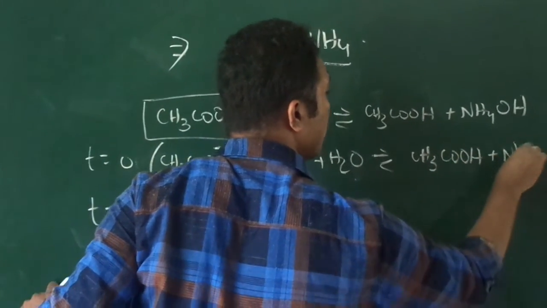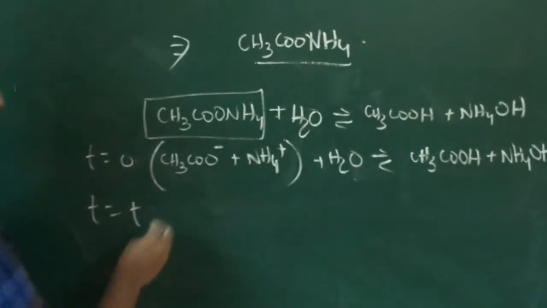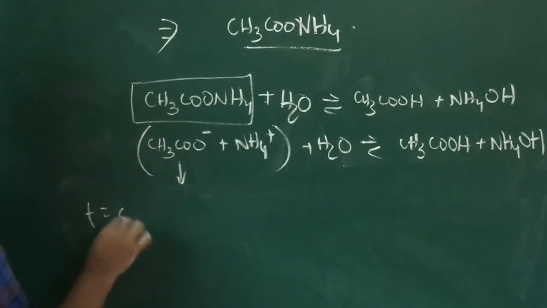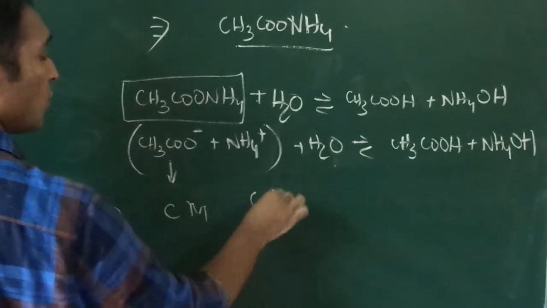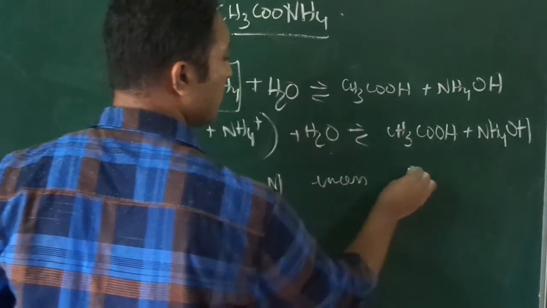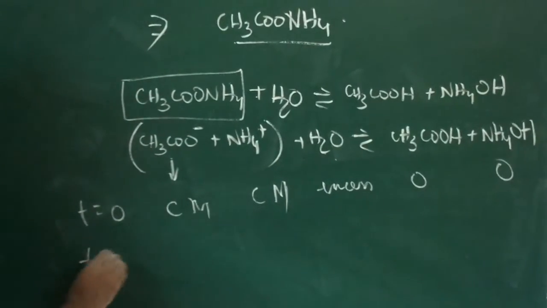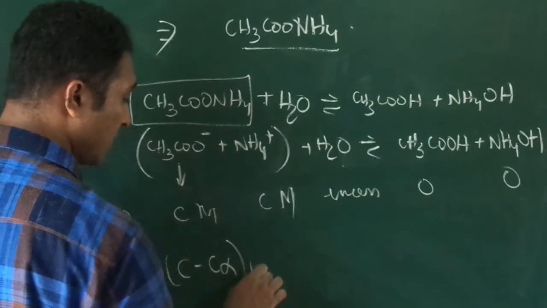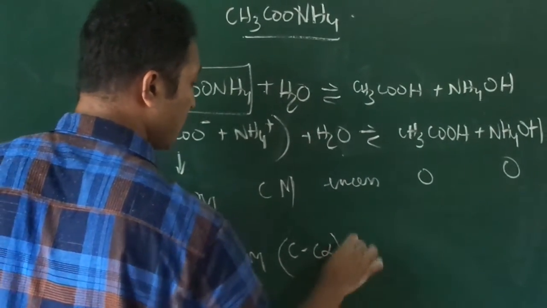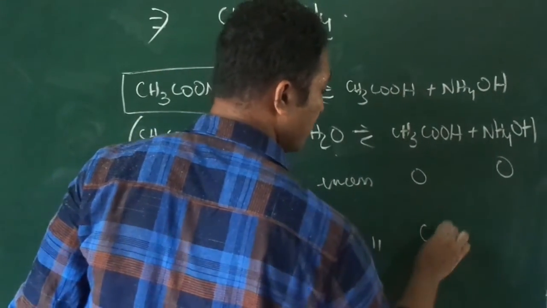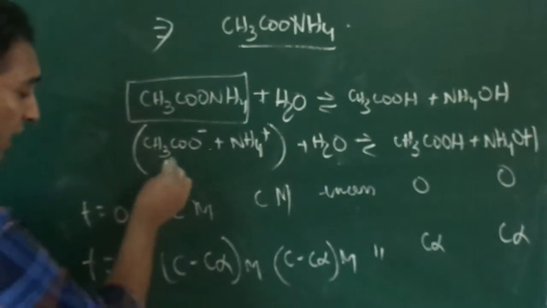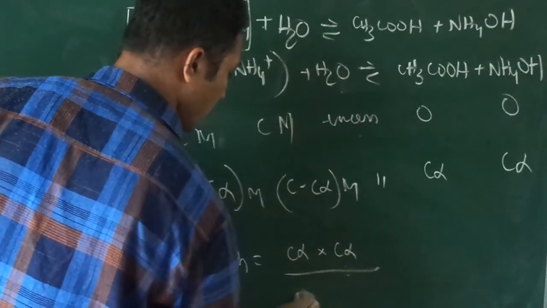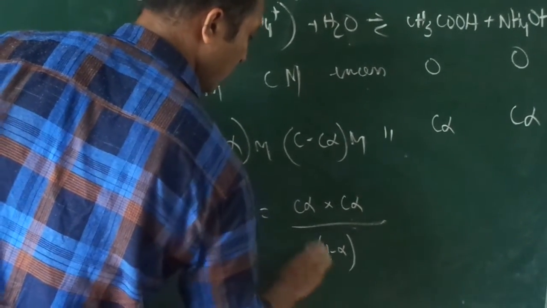And you can go further, right? So from here you went further, and then here you get C at t equal to 0. If you write t equal to 0, you get C, this is excess, and this is 0 and this is 0. Now if I write at t equal to t, degree of dissociation to be alpha, you get C minus C alpha, then here C minus C alpha, here this is excess, this is C alpha, and this is C alpha. Now this is the hydrolysis of a salt. If I write Kh, this is C alpha into C alpha by C into (1 minus alpha) whole square.